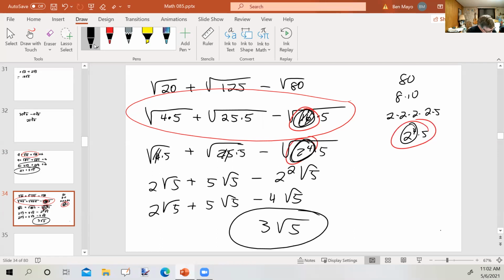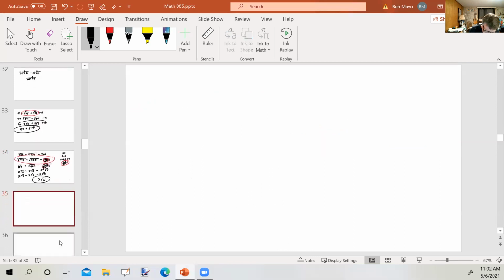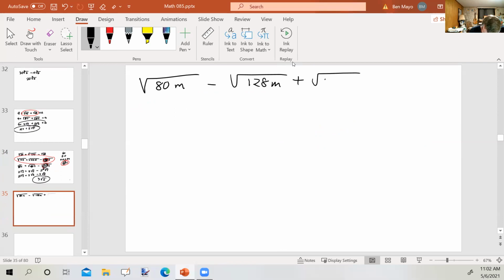Now, that isn't always the case. Sometimes you might have 3 expressions and 2 of them you combine and 1 of them you can't. Let me give you an example here. The square root of 80m minus the square root of 128m plus the square root of 288m.